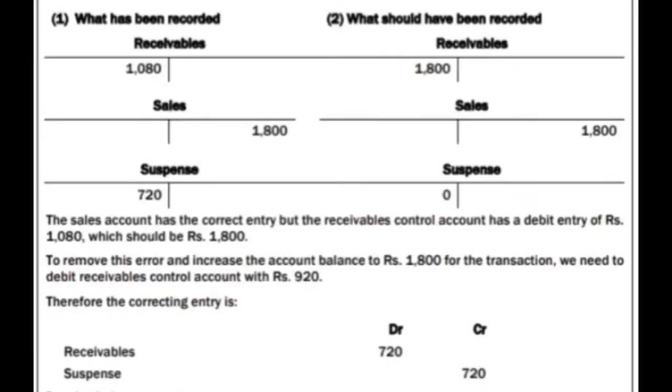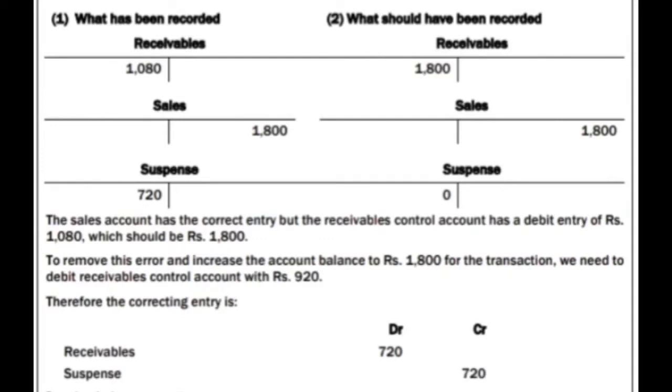Now let us take a look at the first example of suspense account. Here we have an example where a receivable has been recorded as 1080. What should have been recorded is 1800. Now you can see that the receivable is under recorded by 720. Now all you have to do is to increase the receivable which was under recorded.